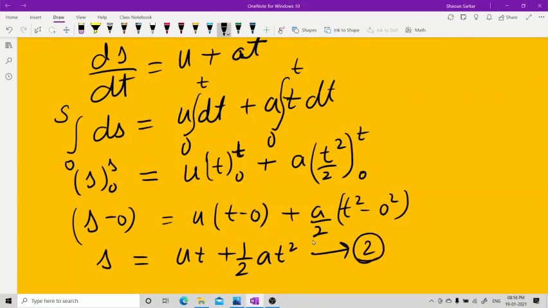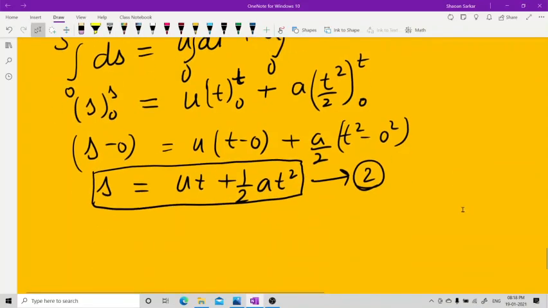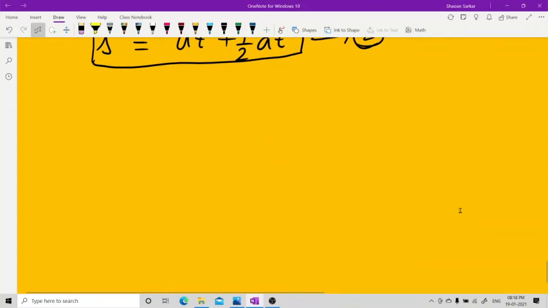Now let us see the third equation of motion. This is the second equation of motion. And now we have the third equation of motion.